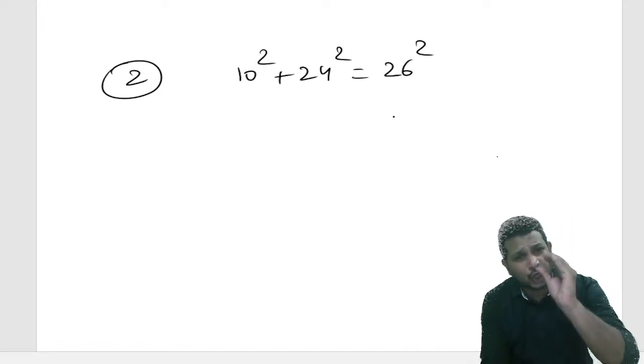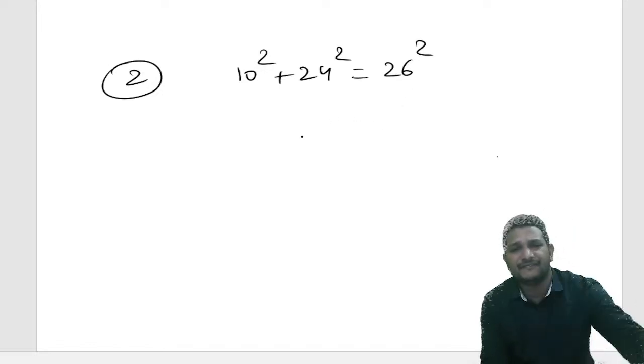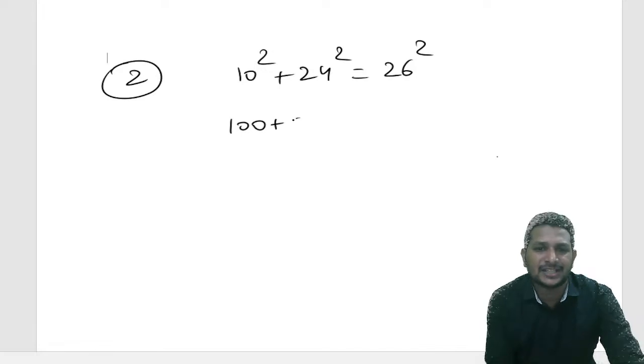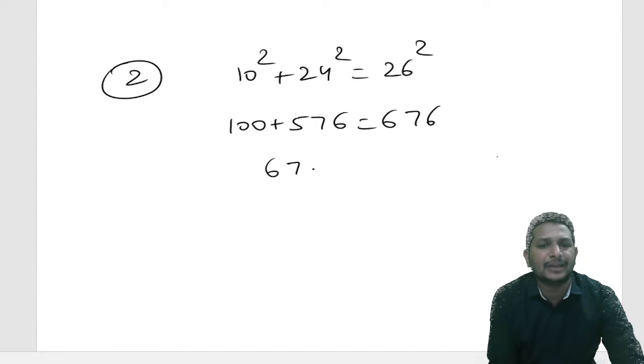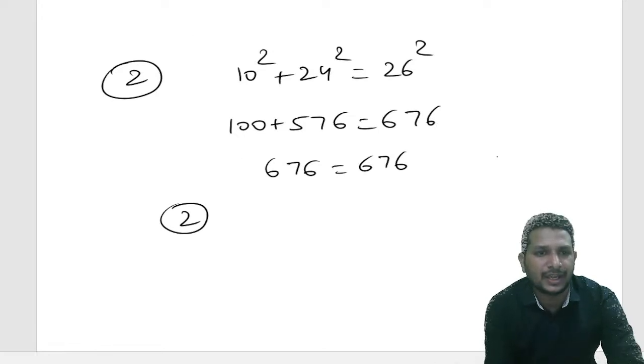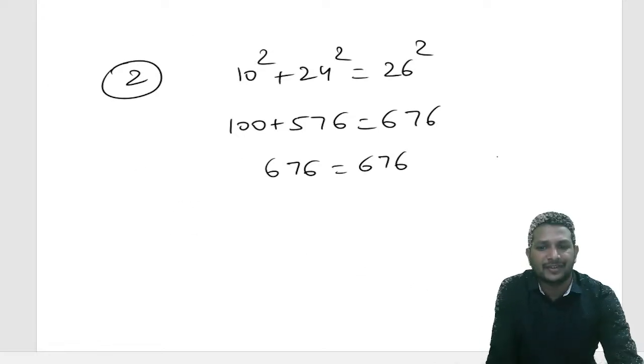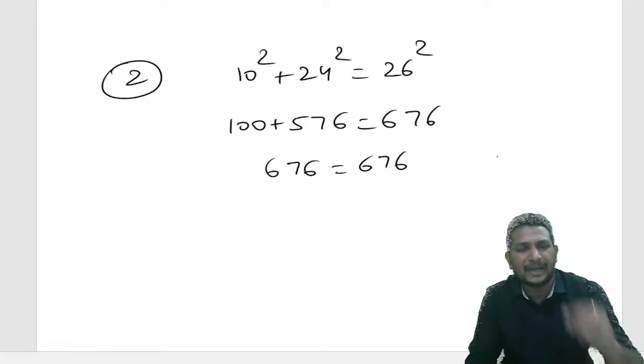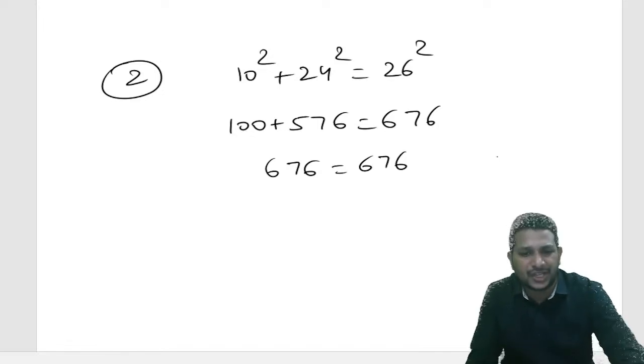If you are thorough with the squares, then the question will be very, very easy. 100 plus 576 equals 676. If I add them, we'll be getting 676 equals 676. That's nothing but option 2. Option 2 is the answer for this question. So the perfect Pythagorean triplet is option 2. Let's see the next question now.